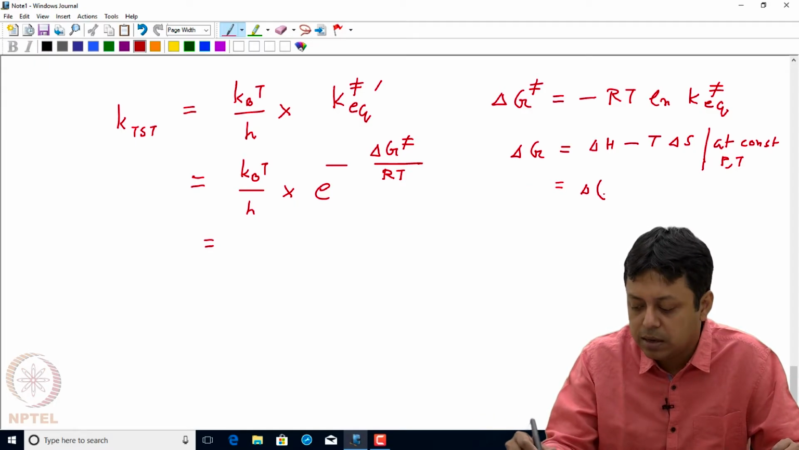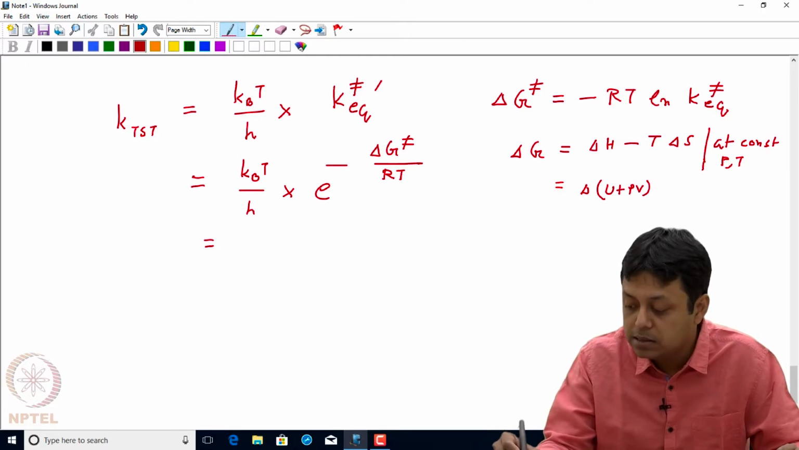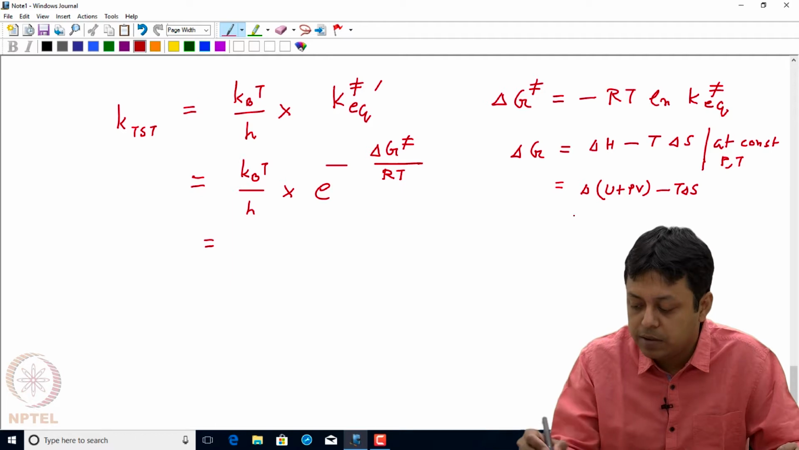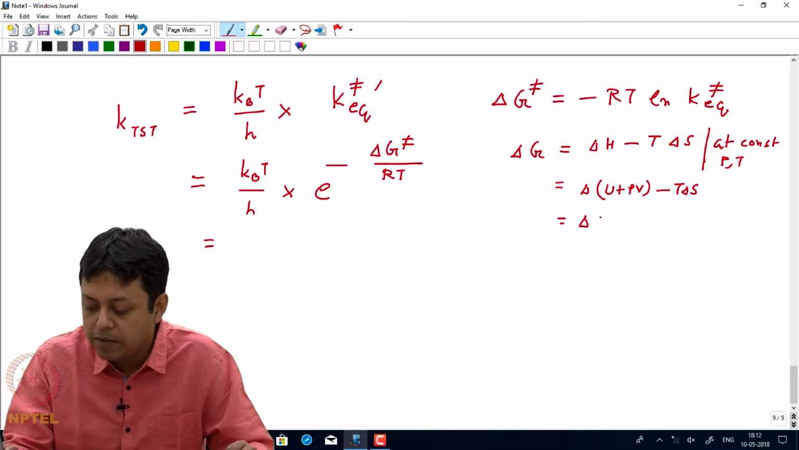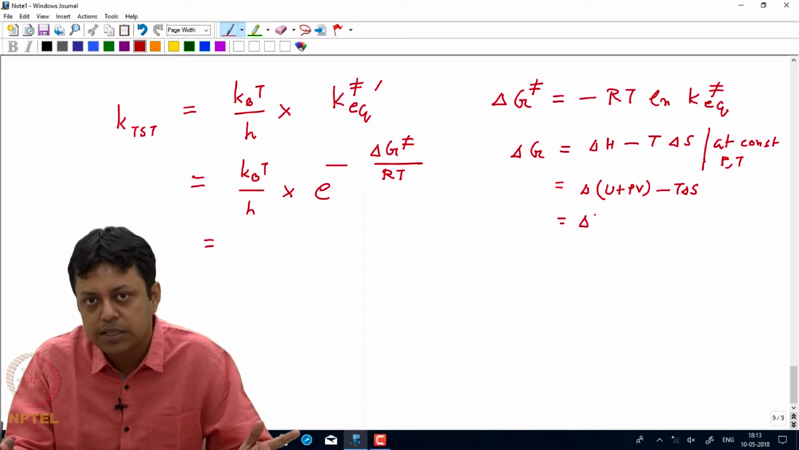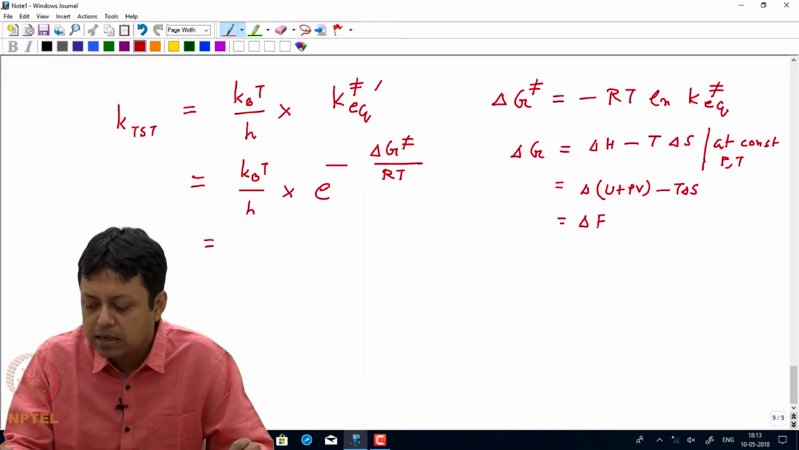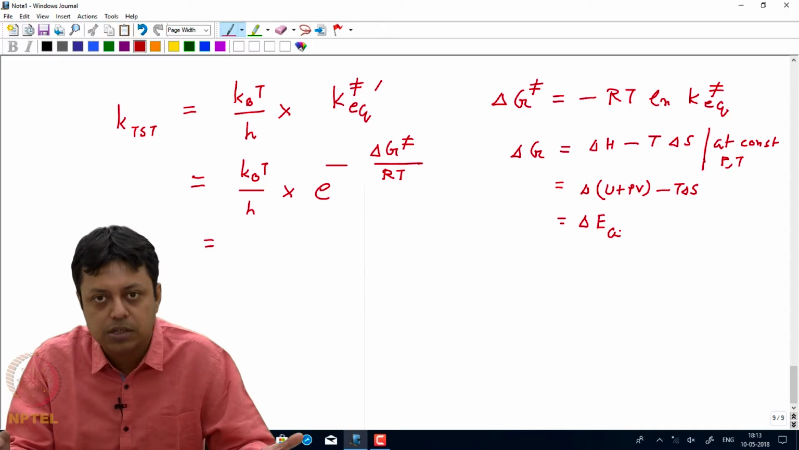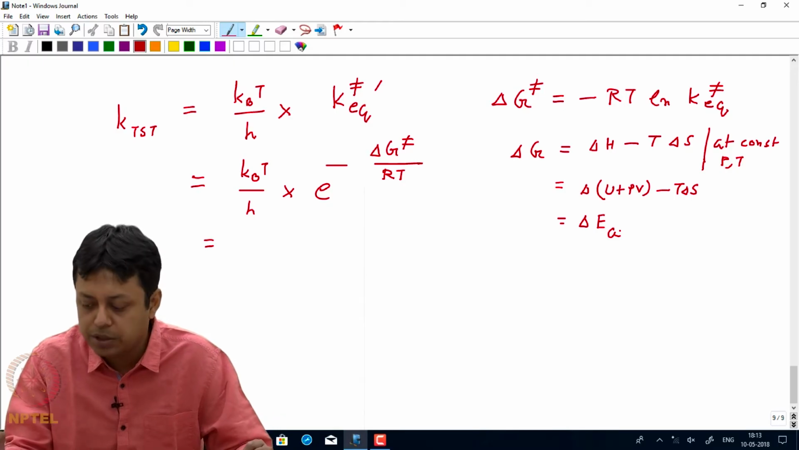Del H is nothing but del of U plus PV, assuming ideal gas behavior and assuming a gas phase reaction. Now we have delta U. Delta U is a change in internal energy that is connected to the activation energy which Arrhenius got experimentally, because this is a macroscopic quantity which he measured.